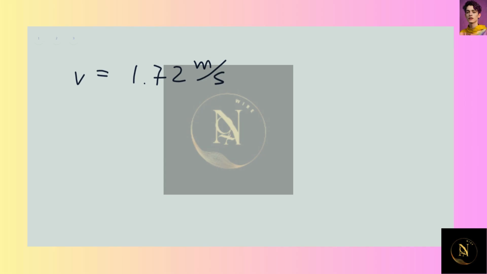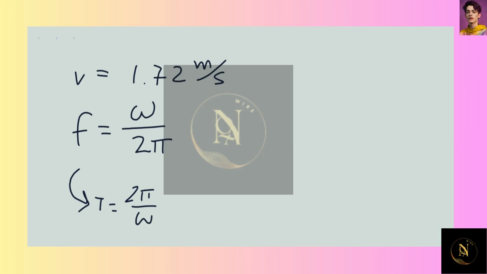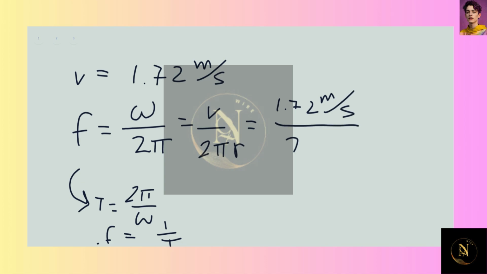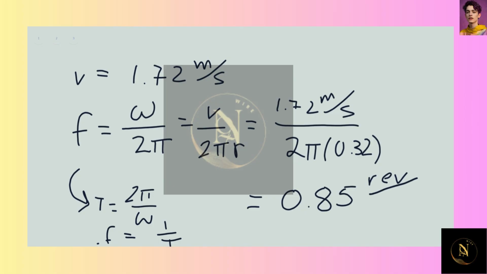Now we're asked to find frequency, so we have to remember what the formula for that is. Frequency is given by omega over 2 pi. If you can't remember that, you can remember that T is 2 pi over omega, and frequency is the inverse of T. This equation for frequency can be rewritten as v over 2 pi r. Now we can plug in the values that we just got: 1.72 meters per second over 2 pi times 0.32. We find that the frequency needed for our clothing to lose contact with the dryer at 70 degrees is 0.85 revolutions per second, which is the final answer to our problem.